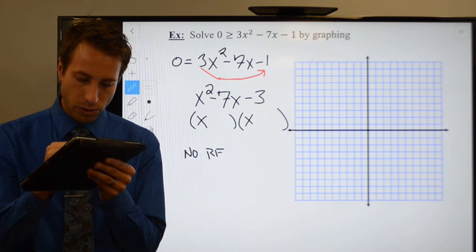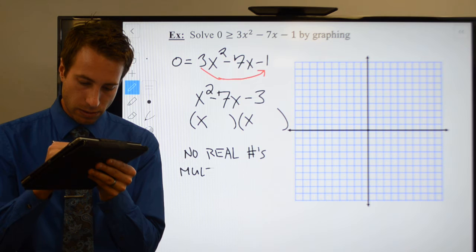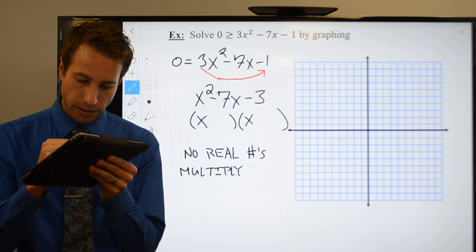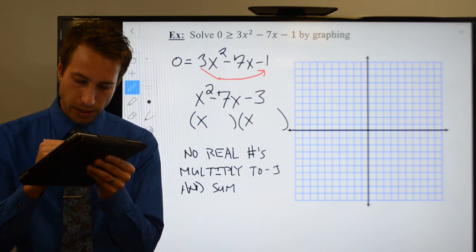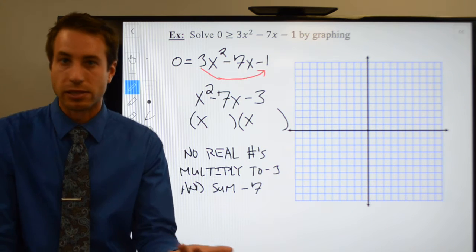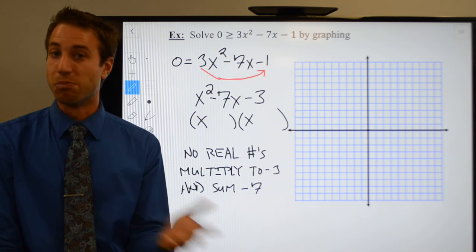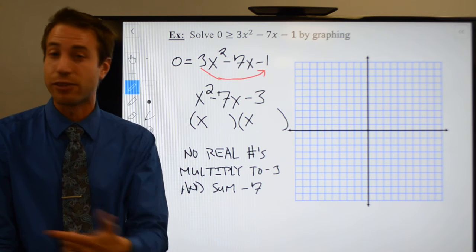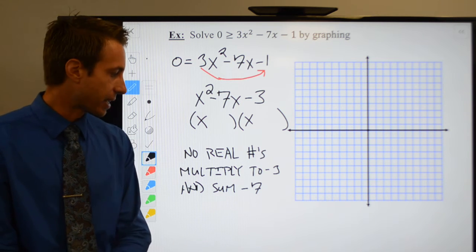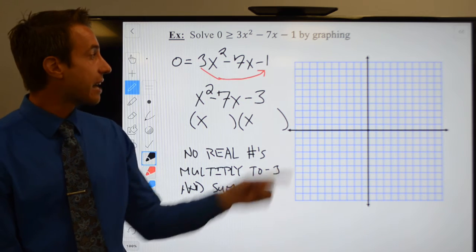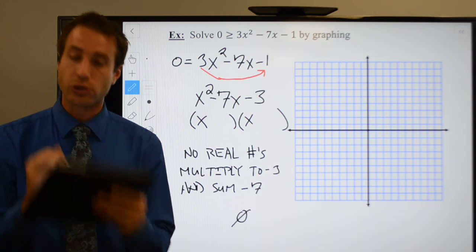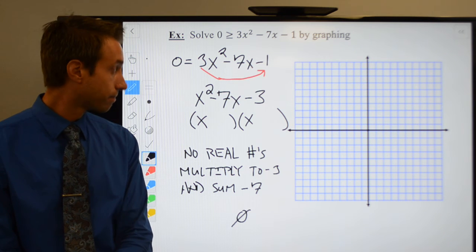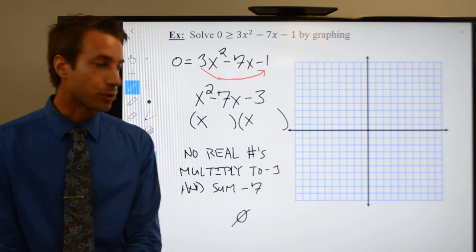You can search and search to your heart's content, but there are no such real numbers that multiply to a negative 3 and sum to a negative 7. It's not possible to have two numbers that will multiply to give you negative 3 and then add together to give you a negative 7. It doesn't happen. So what that means is that for this particular inequality, there is no solution. So that's what it means if you're not able to factor it.